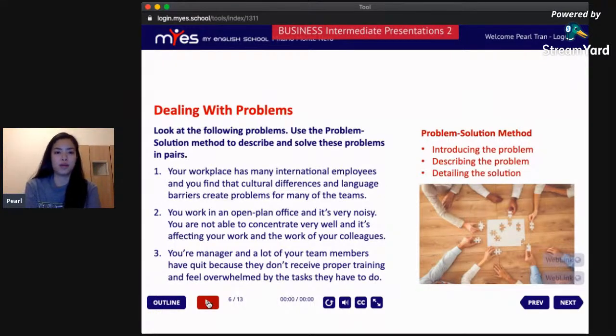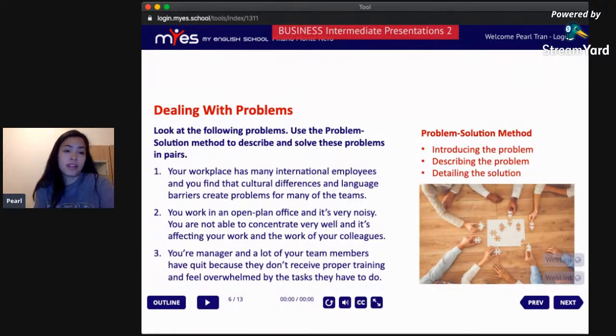So introducing the problem. Your workplace has many international employees and you find it, okay, so what is the problem for number 1 that you think? So in the chat for number 1, tell me what you think the problem is for number 1, just to introduce the problem. We're just introducing the problem. So keep it very simple. What is the problem?